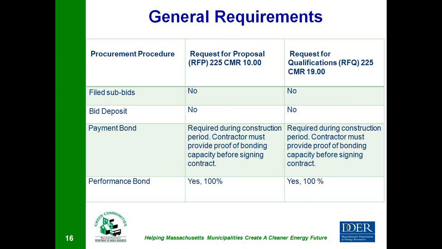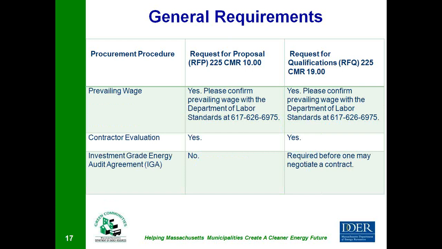Contractors must be DCAM certified under the prime contractors list under the category of energy management. There are no filed subbid or bid deposit requirements. However, you must have payment bonds and a performance bond for 100% of the project cost. Prevailing wage applies, but please confirm the prevailing wage with the Department of Labor Standards, and contractor evaluation is required.